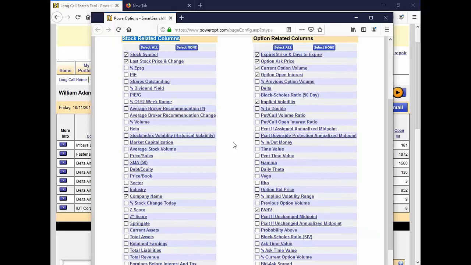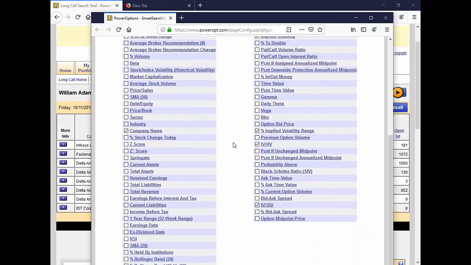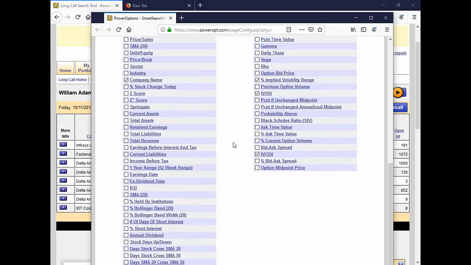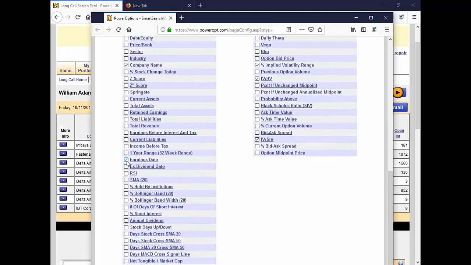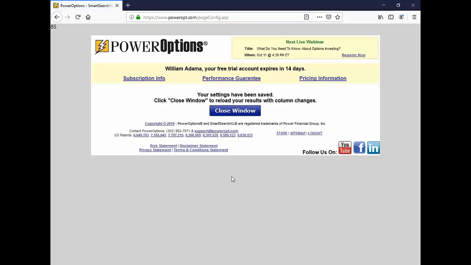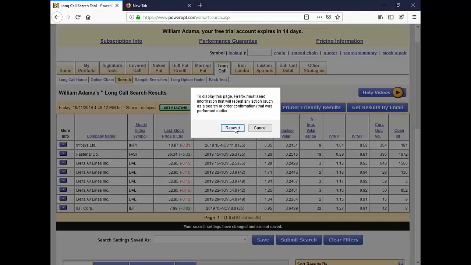This is one of those tricky ones that I've never actually memorized. Retained liabilities, revenues, income tax, earnings date, there it is, and ex-dividend date. It's almost right smack in the middle. Okay, so let's go ahead and submit that. We've got to close our window up and refresh the page.